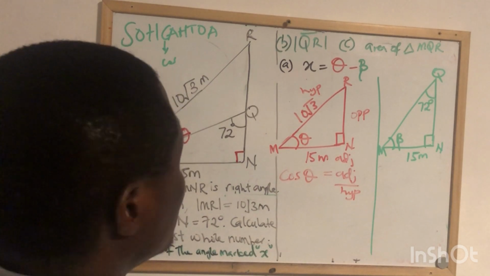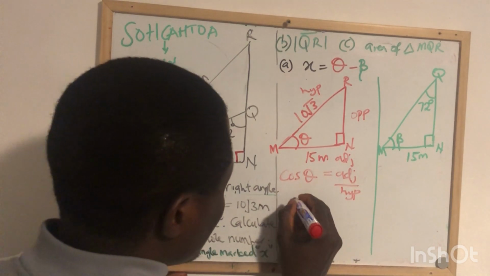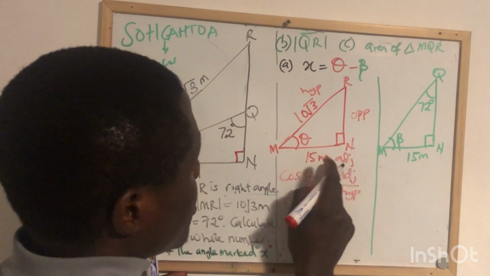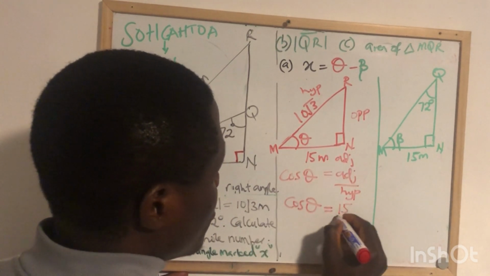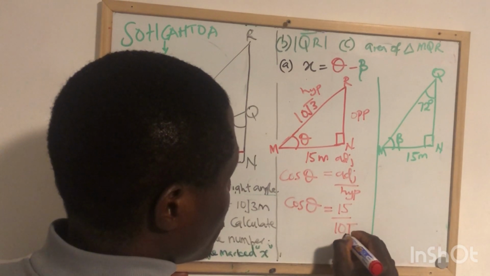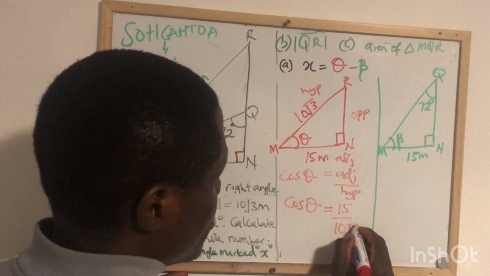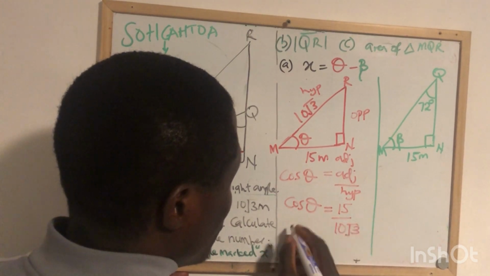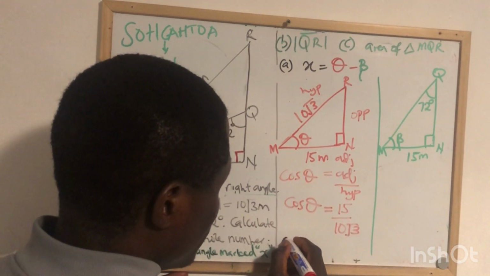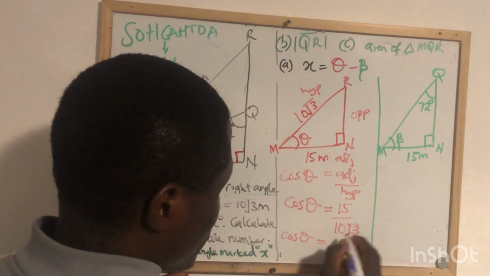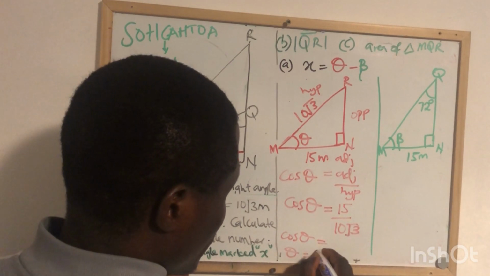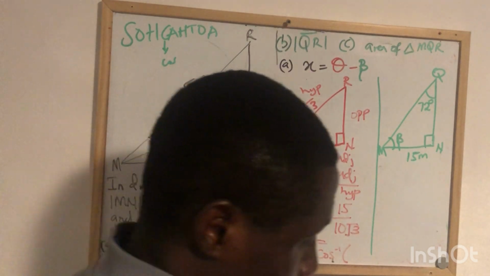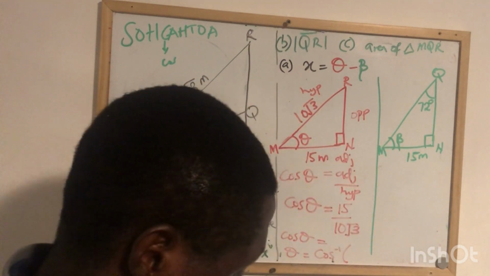So with that now, we are going to get our cos theta to be adjacent over hypotenuse. Adjacent is 15 over 10 root 3. I'm writing this one very well. Whatever you get when you divide them, cos theta is equal to that. So your theta is going to be cos inverse of what you get as a decimal. So let me quickly press that on the calculator.